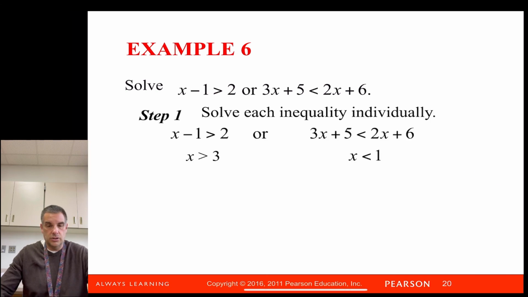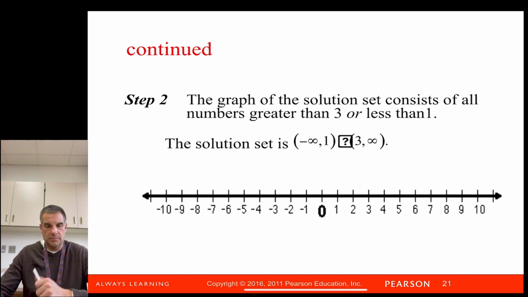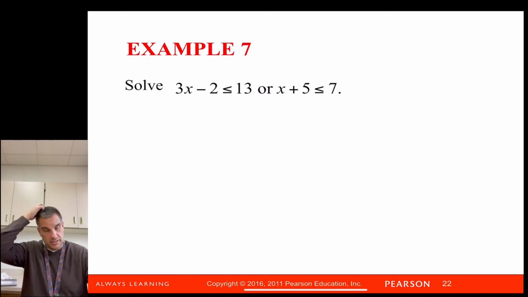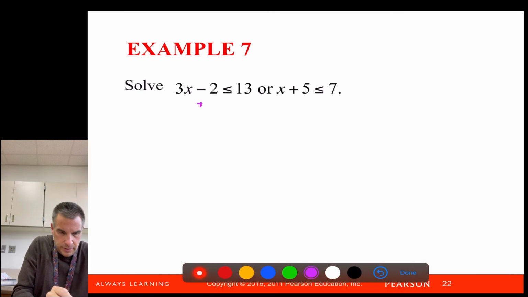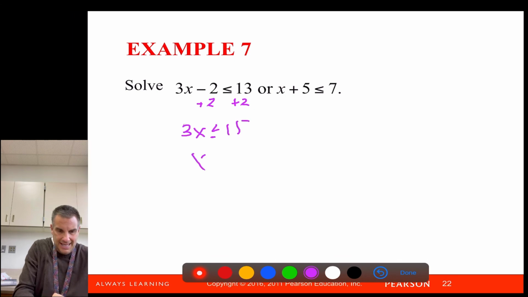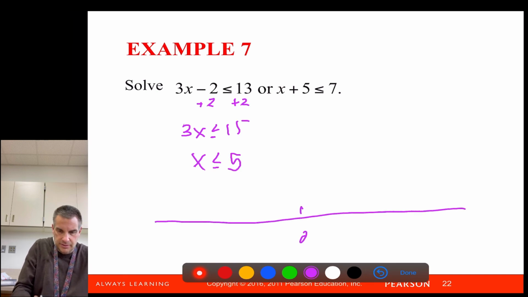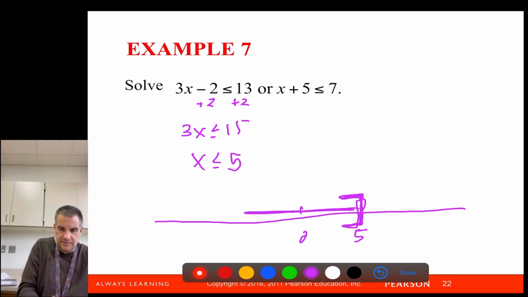Here's their explanation. Same thing we did. Okay, let's look at a second one. Solve them separately. So add 2. So 3x is less than or equal to 15. X is less than or equal to 5. I'm going to go ahead and graph that. There's 0. There's 5. It's less than or equal to it, so that's a bracket, and that bracket is going to go this direction. It's less than 5, so it's all of these over here.